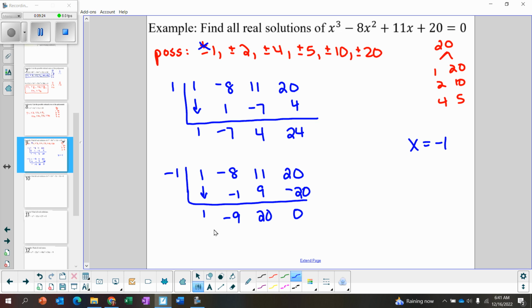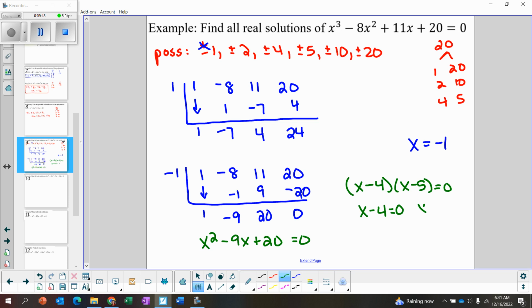I'm left with 1x squared minus 9x plus 20. x still equals 0 like it did before. This is factorable. The two things that multiply to 20 and add to negative 9 are negative 4 and negative 5. So you get x minus 4, x minus 5. So I can say x minus 4 equals 0, x minus 5 equals 0. So x also equals 4, and x equals 5. So we have 3 total answers here.